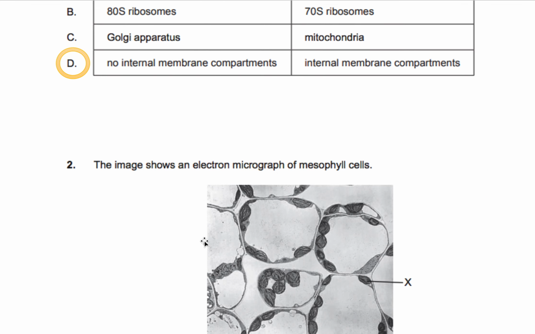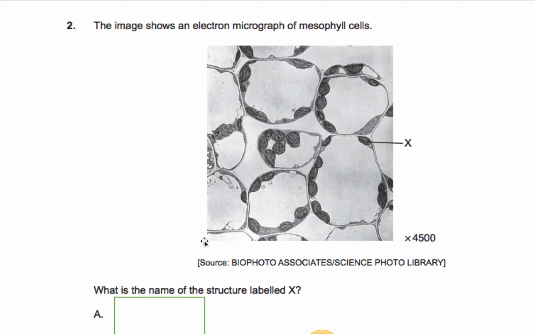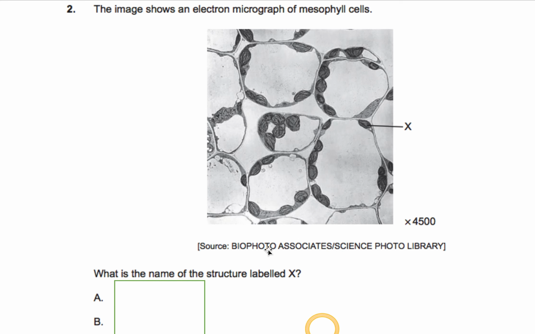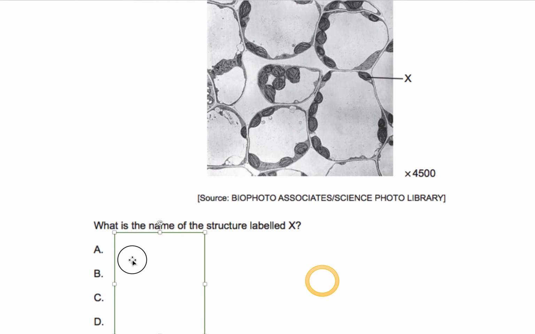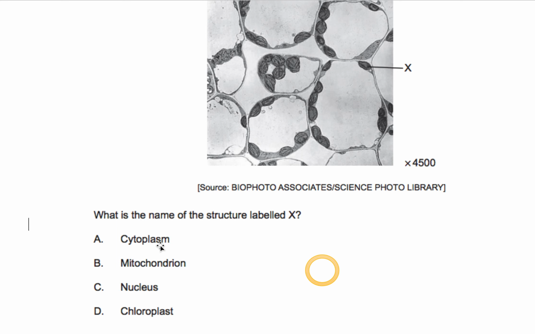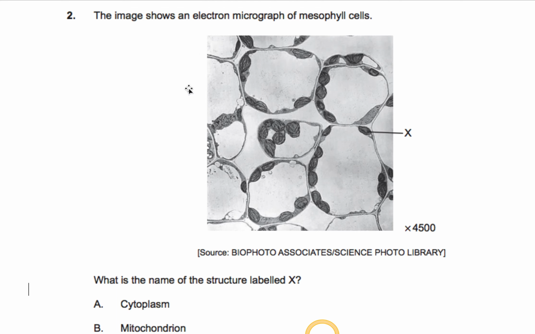It's D. Now, I hate these kind of questions, like this next one, because I really struggle with them, but hopefully I can help you with this. Let me look at the question first and I'll let you give it a go yourself. So this image shows an electron micrograph of mesophyll cells.